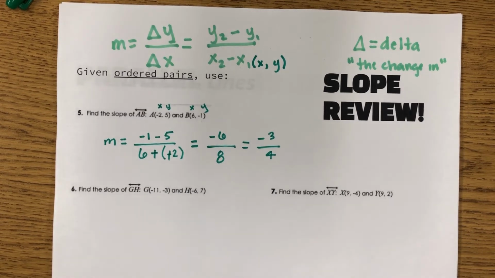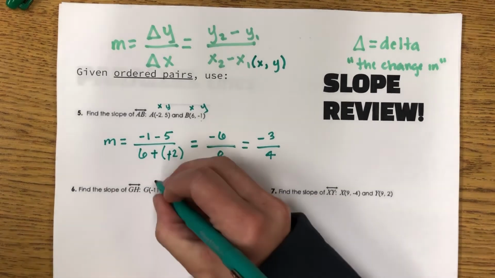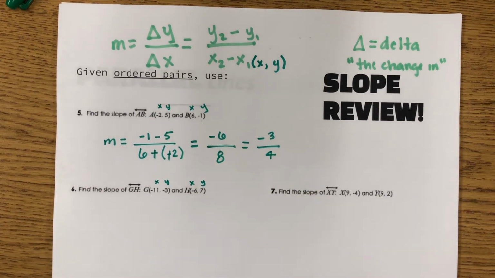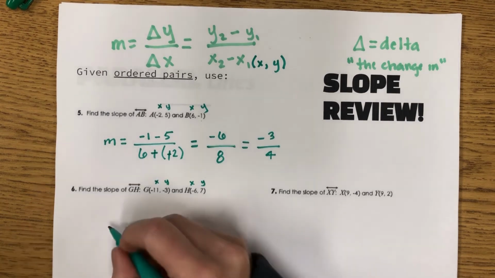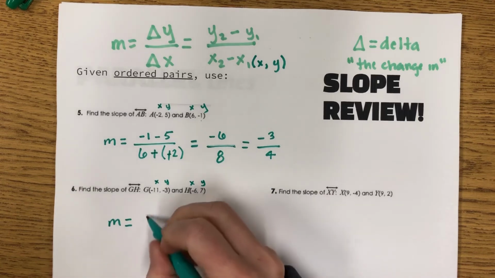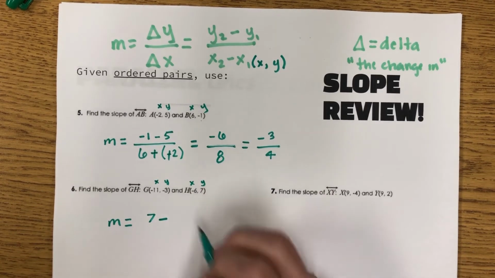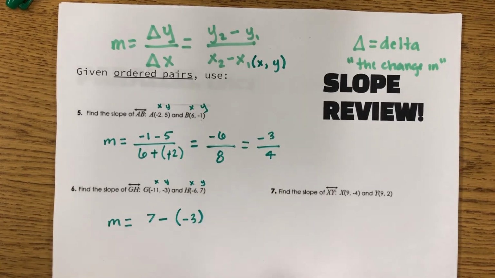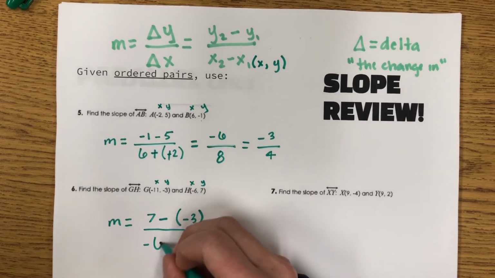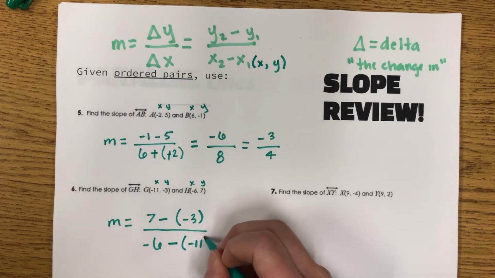All right, let's try number 6 real quick. Number 6 is line GH. So we're going to look at our points G and H. I'm going to label them for you as well. And if you'd like to do that just to keep your points straight, you can. If not, and you're confident you know which points, then you can just go right ahead. All right, let's look at this. The slope of line GH, we're looking at y2, which was 7, minus negative 3, so put that in parentheses like we did on number 5, over our second x, which is negative 6, minus negative 11.